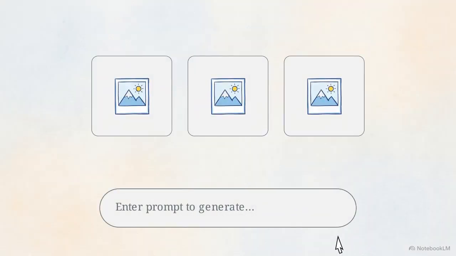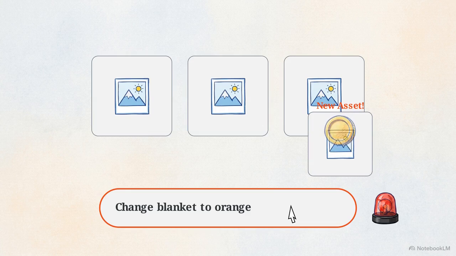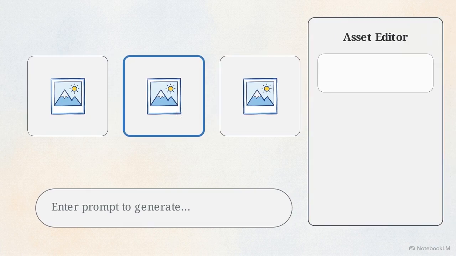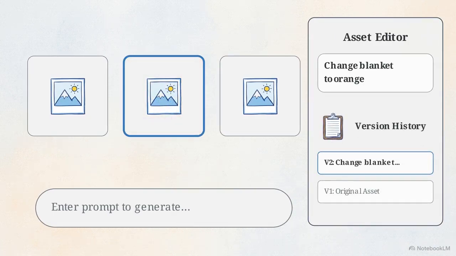A common error is typing changes into the bottom text box. That box generates new images, not edits. To edit, click the specific image. Tell the right-hand panel to change the blanket to orange. It updates the asset and logs the edit in history.